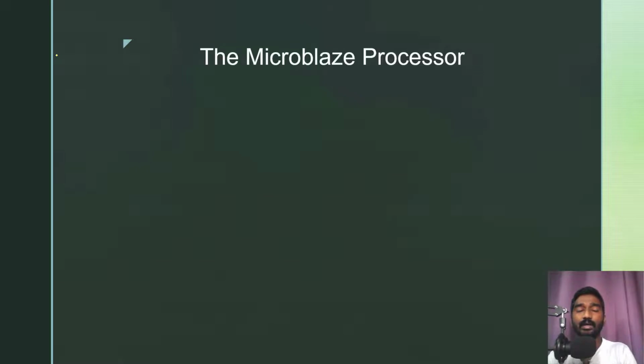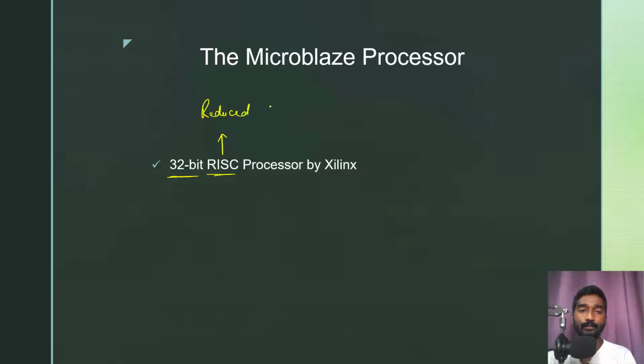Now let us take a look at the Microblaze processor. So what is a Microblaze processor? It is a 32-bit RISC based processor. So what is a RISC? It is a 32-bit size processor, and RISC is reduced instruction set computer. So a reduced instruction set computer.